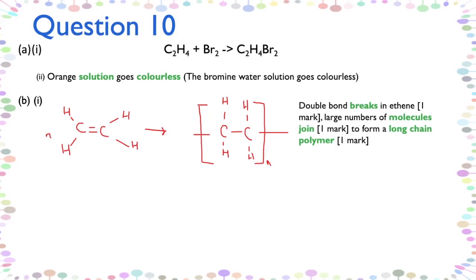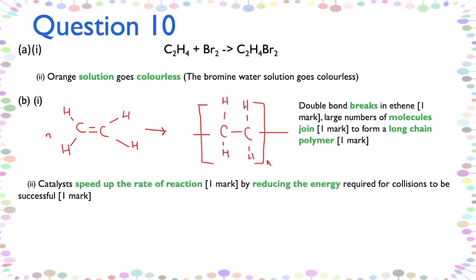For B(ii), polymerization requires the use of a catalyst. We need to explain the effect of catalysts on the chemical reaction. A catalyst speeds up the rate of reaction. They reduce the activation energy. They do this by reducing the energy required for collisions to be successful, or you could have said they reduce the activation energy.